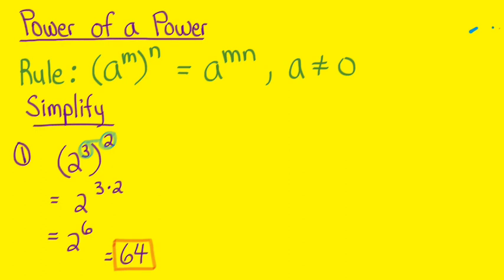And finally, I always want to resolve it: 2 to the 6th power is 64. Don't forget that step. It's really crucial. Now, number 2, we have parentheses here. That means everybody in the parentheses gets the -3.